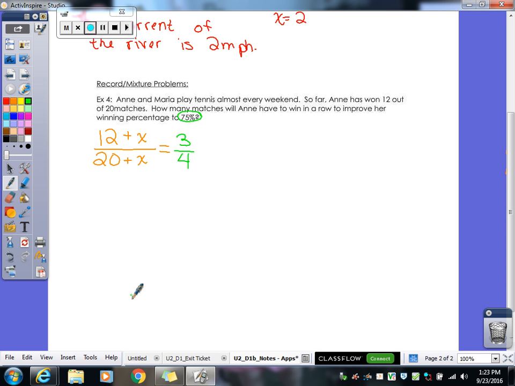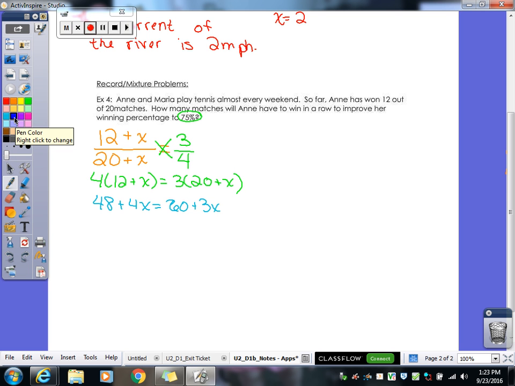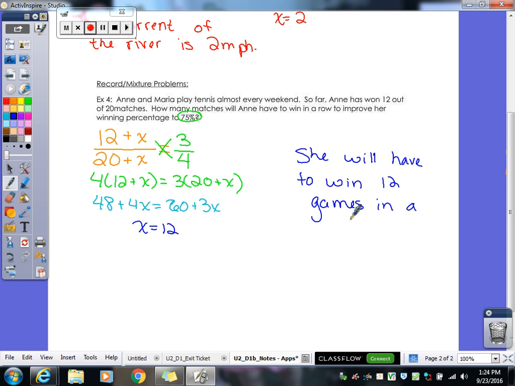So now we can cross multiply. So I'm going to have 4 times 12 plus x equals 3 times 20 plus x. I get 48 plus 4x equals 60 plus 3x. So what does x equal? Anybody get it yet? 12. So Anne will have to win 12 games in a row. So once she gets those 12 more games, she's got her 75%.